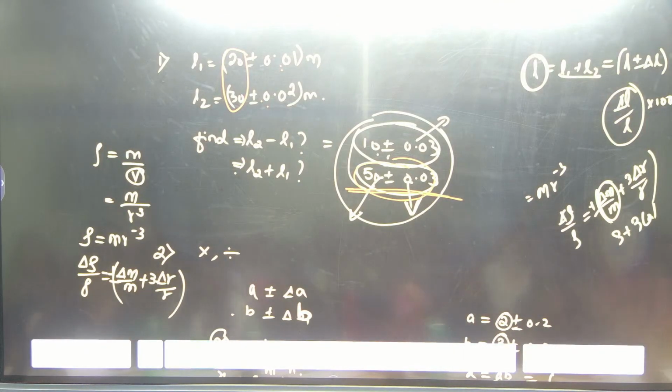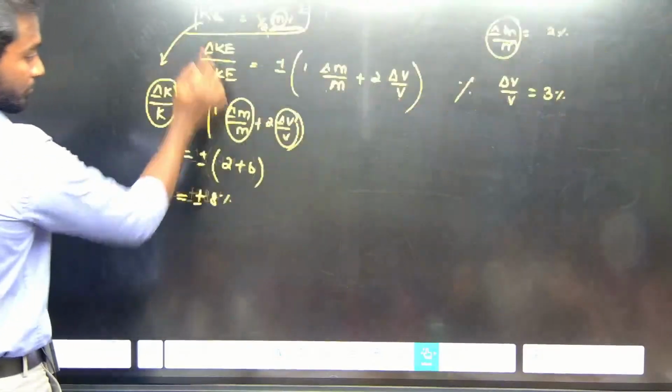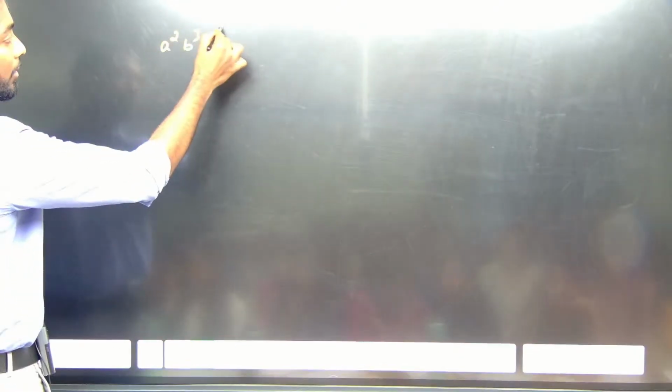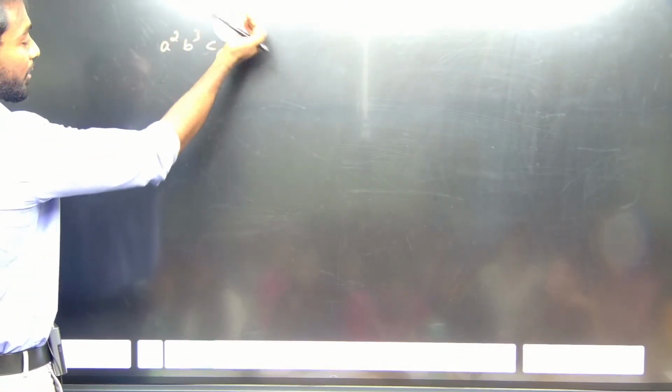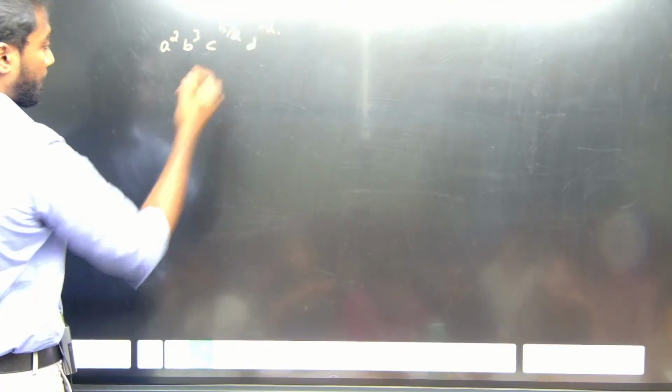I have given the question as a square b cube c power 5 by 2 and d power minus 2. Percentage is 1%, 2%, 3%, okay, 3 I have given, and 4%. So a square b cube c power 5 by 2 and d power minus 2.